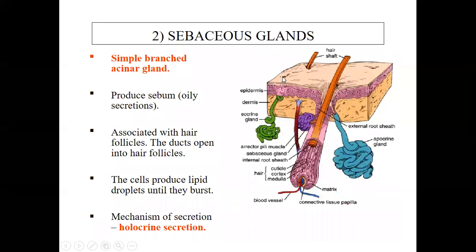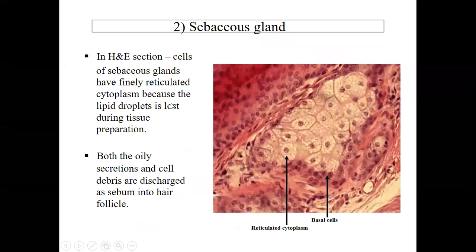Now we're going to proceed to discuss the second component of the skin appendages, the sebaceous gland. The sebaceous gland is a simple branched acinar gland. It produces sebum, which is an oily secretion, and it is usually associated with the hair follicle. The duct opens into the hair follicle. The cell produces lipid droplets, and the mechanism of secretion is holocrine secretion.